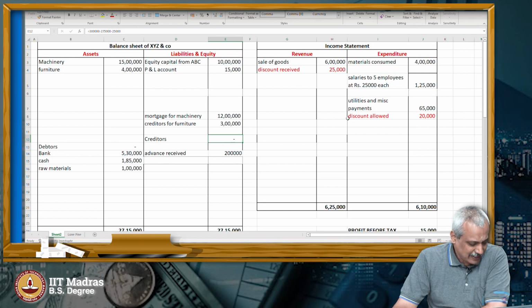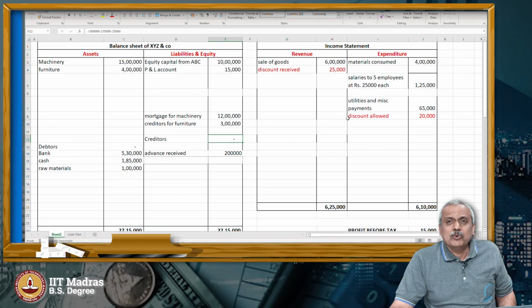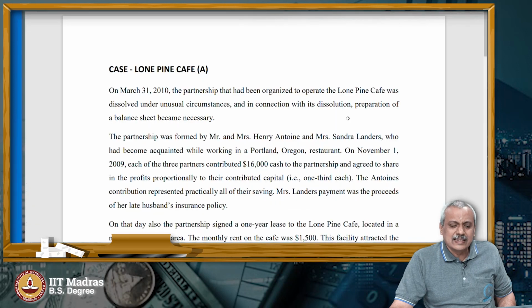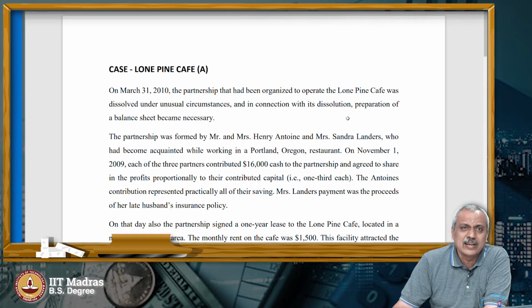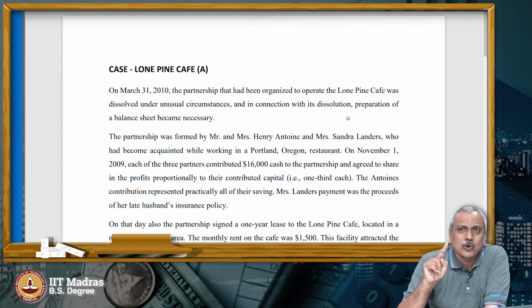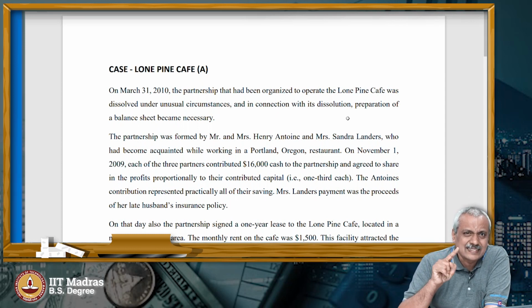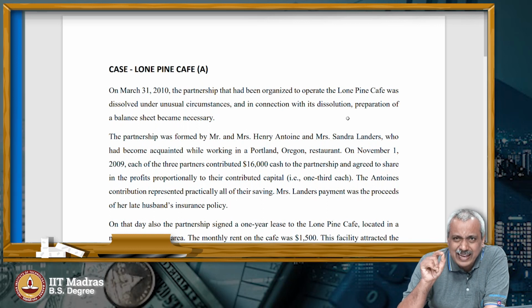Now, having said this, I am going to move to the next stage today. What you see here is an exercise I have already uploaded, called the case on Lone Pine Cafe A. This is from the second chapter of the textbook I have indicated for this course, Accounting: Text and Cases by Anthony and Hawkins. I am just going to solve this case, or exercise.